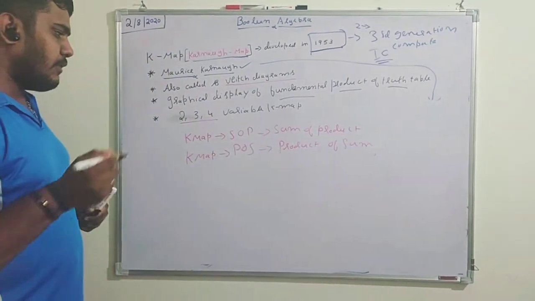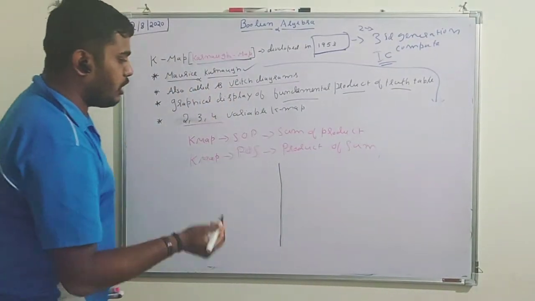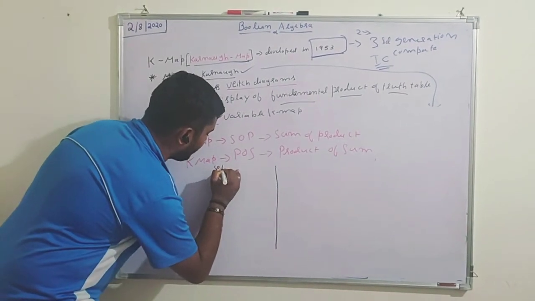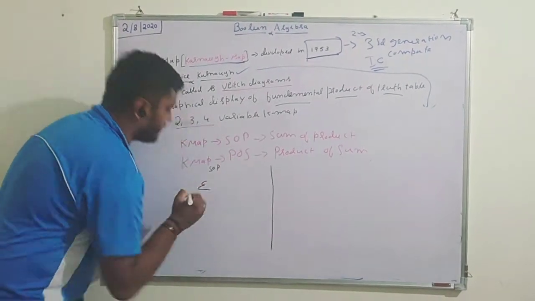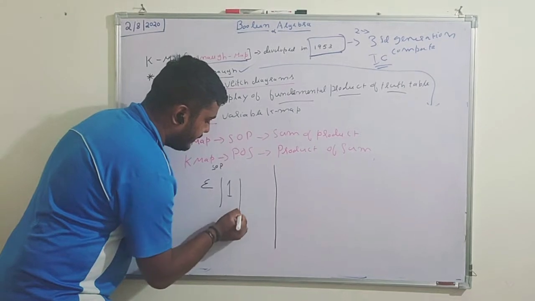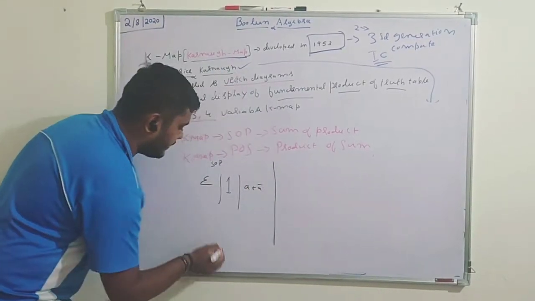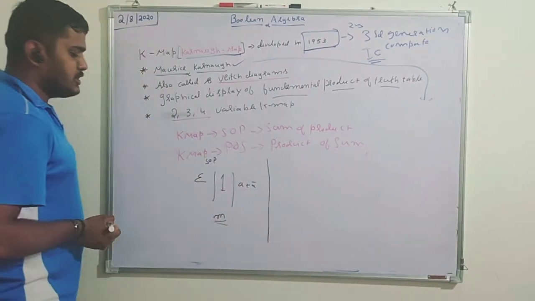So let me give a brief recall for the SOP and POS. You all know SOP means sum of product. So in SOP, what do we say? This is represented with a sigma. The input will be 1. We don't care for a plus a bar, and the representation of the K-map in SOP format is small.